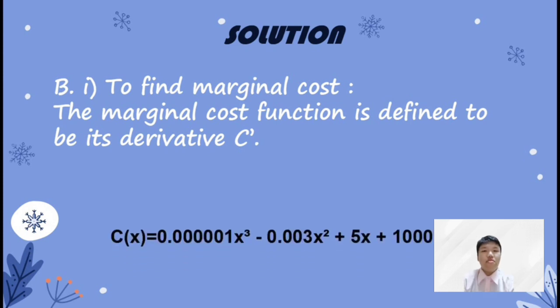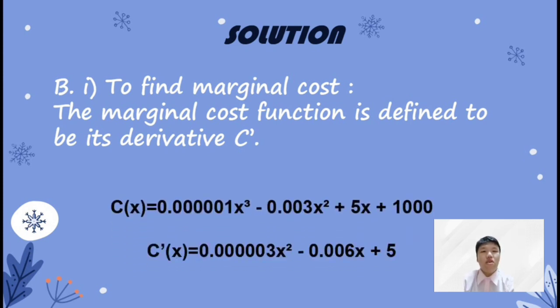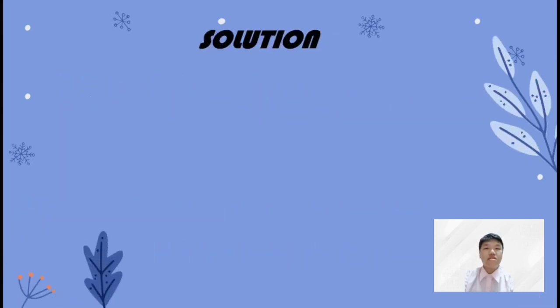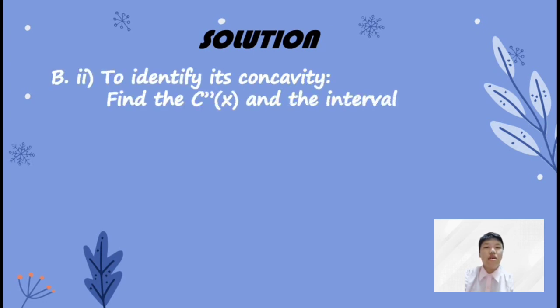Guys, to find the marginal cost, we need to find the derivative of the cost function using the power rules. Similar to the previous question, we will get the marginal cost function here. Next, in the second part of question B, we need to determine whether it is concave upward or downward. We need to find the second derivative of the cost function and the intervals.